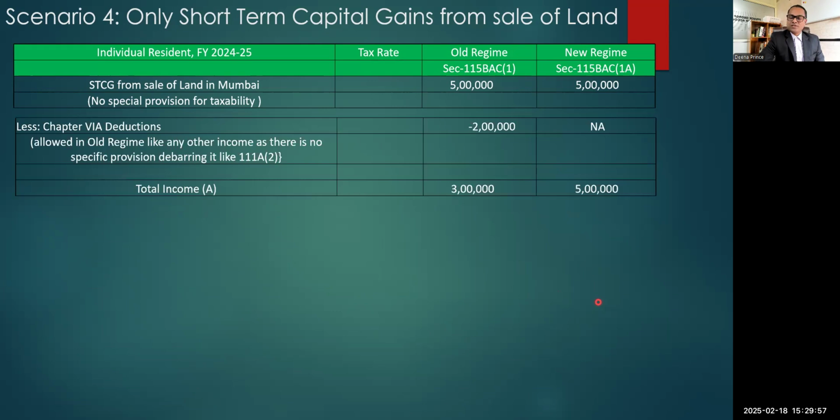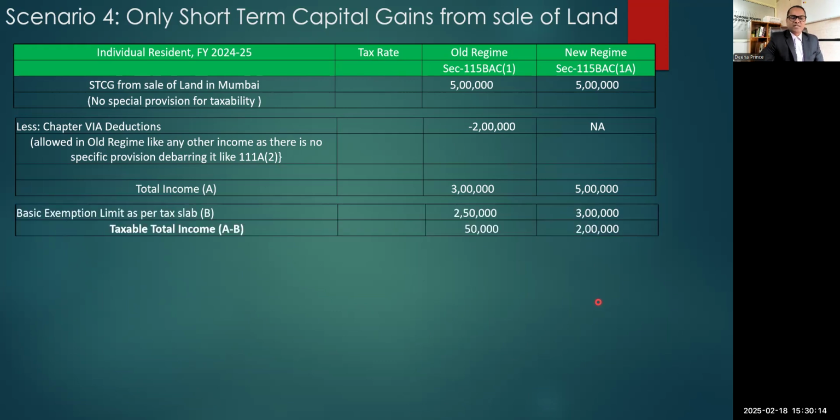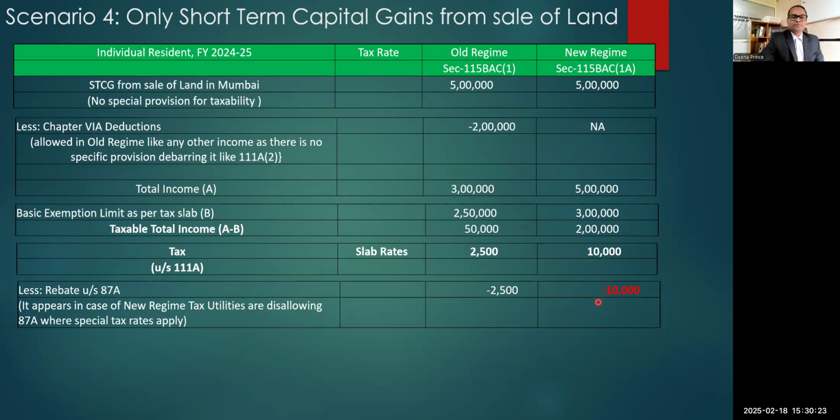So 5 lakh, whether chapter 6A deduction is allowed or not, yes, of course it is allowed in case of old regime. And why is it allowed in case of old regime? Because there is no specific disallowance and it is anyways being treated like any other normal income. Basic exemption limit, yes, again it is allowed. Why is it allowed? Because there is no specific disallowance anywhere. Here I have by mistake mentioned section 111A. It's wrong, because it's slab rates that we are applying. Just ignore this.